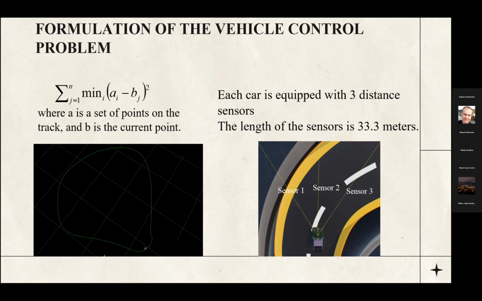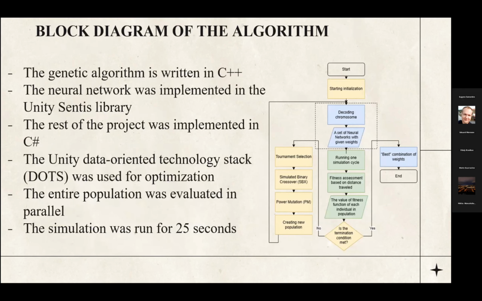To ensure vehicle control, 3 distance sensors were used to detect the nearest object. Each sensor has a length of 33.3 meters. The entire algorithm scheme is displayed on the screen.